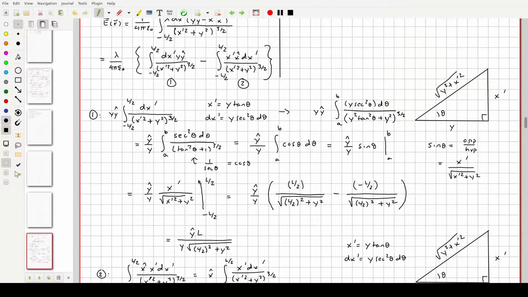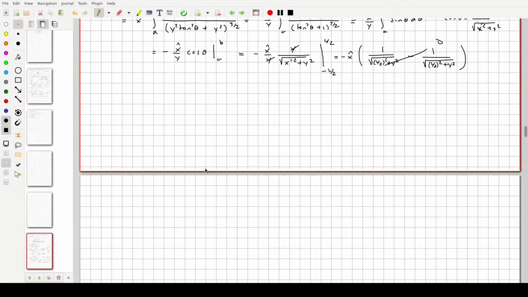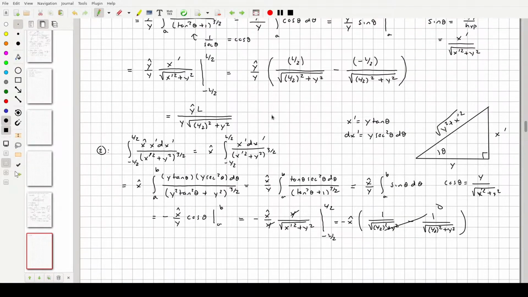So at the end of the day, here, our electric field is going to look like lambda over 4 pi epsilon naught times this right here.